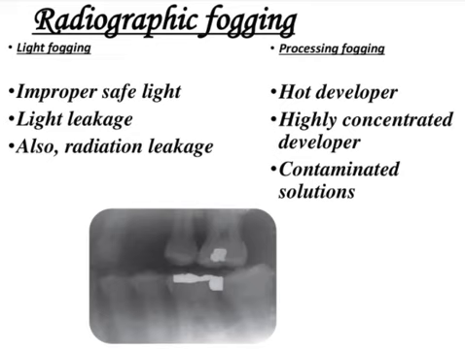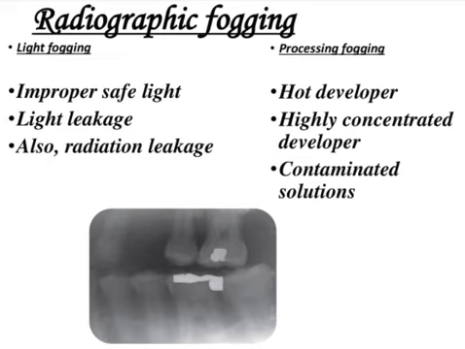Now, fogging. Fogging means it is an unclear image, because of some kind of unclarity. There is light fogging and processing fogging. In our lab, we will not get the error of processing fogging. Why? Because we are not using any hot developer or hot processing solution.